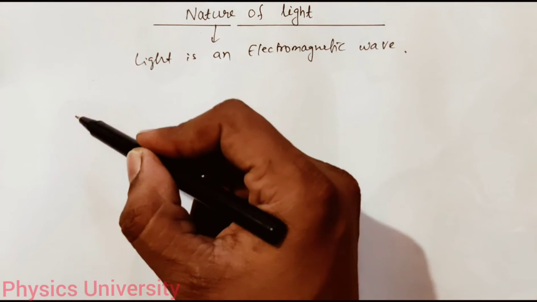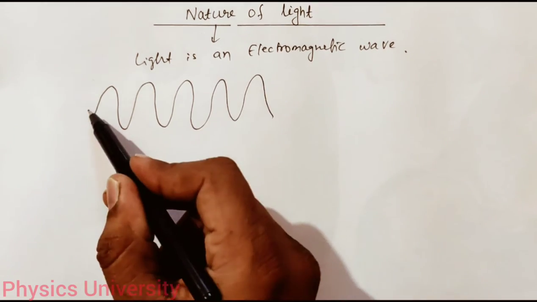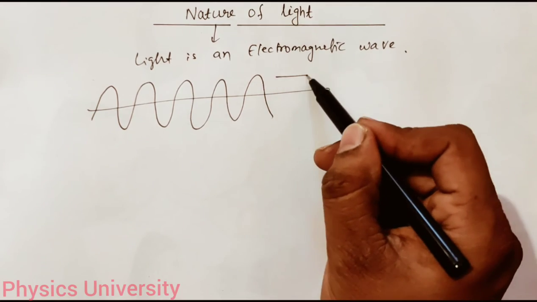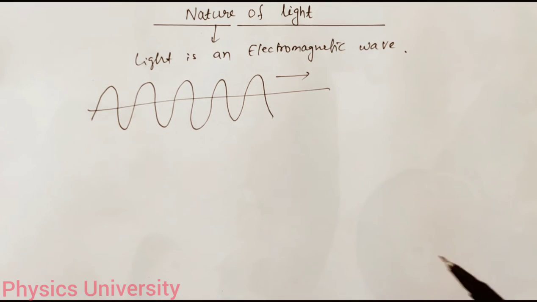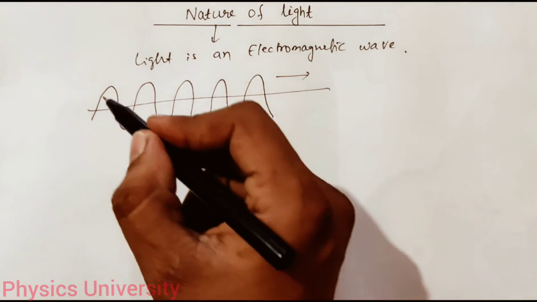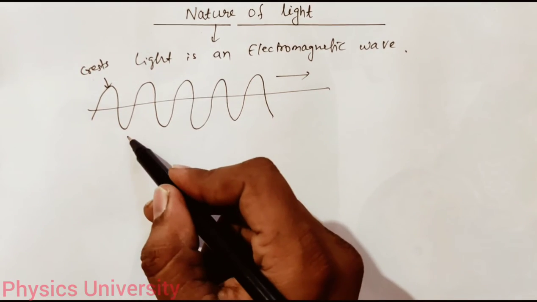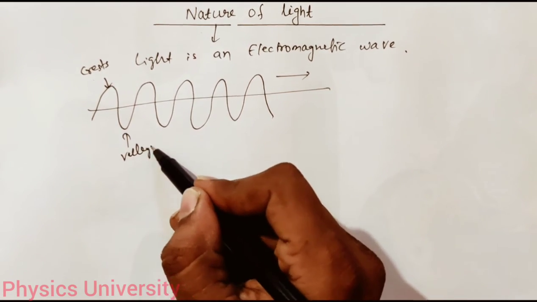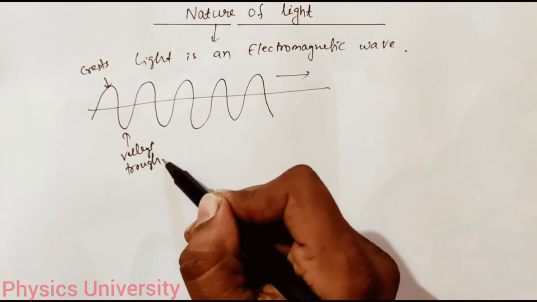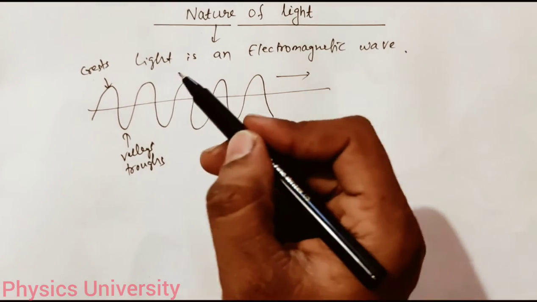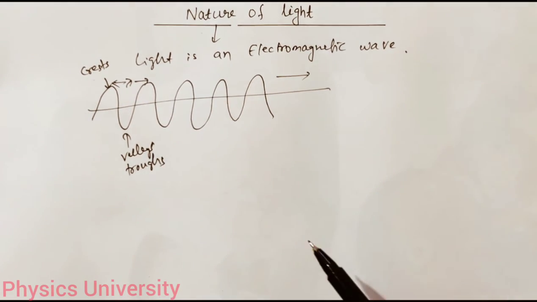You have learned that waves look something like this, isn't it? There is something called the axis of the wave, and the wave propagates in some direction, meaning energy transmits through some medium, and you call these peaks as crests, and these valleys as troughs. These valleys are called as troughs. And the distance between two adjacent crests, you call it as wavelength.